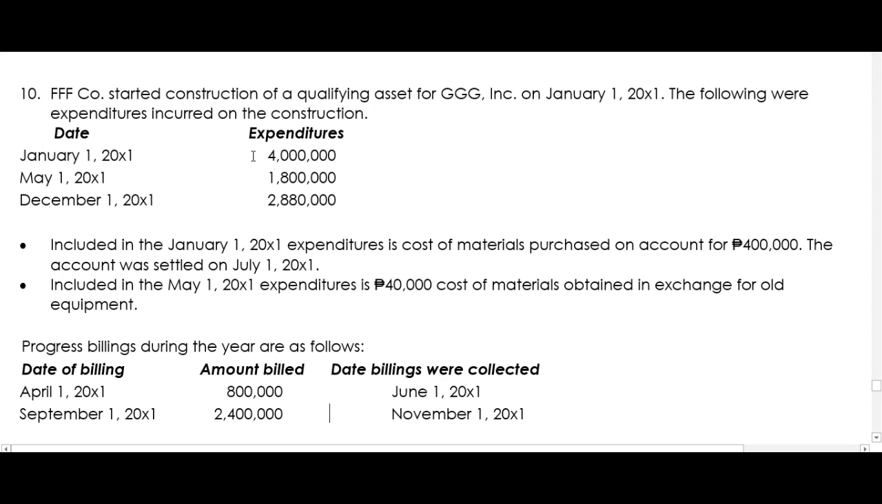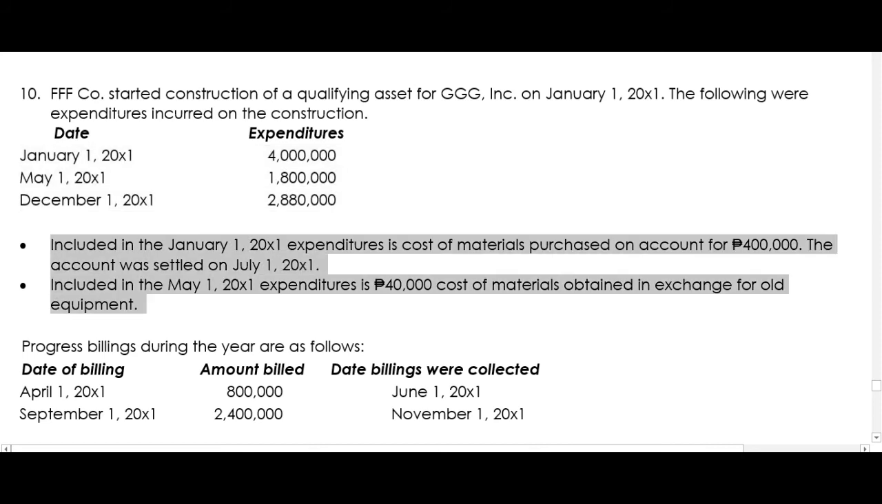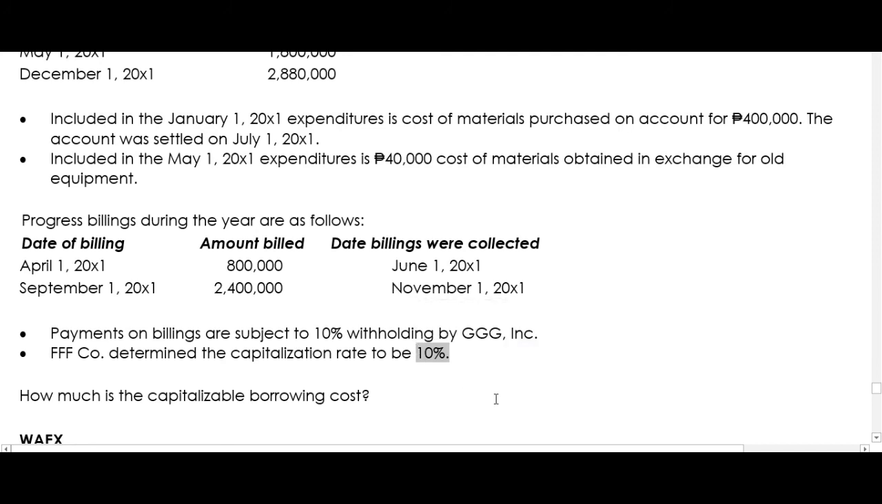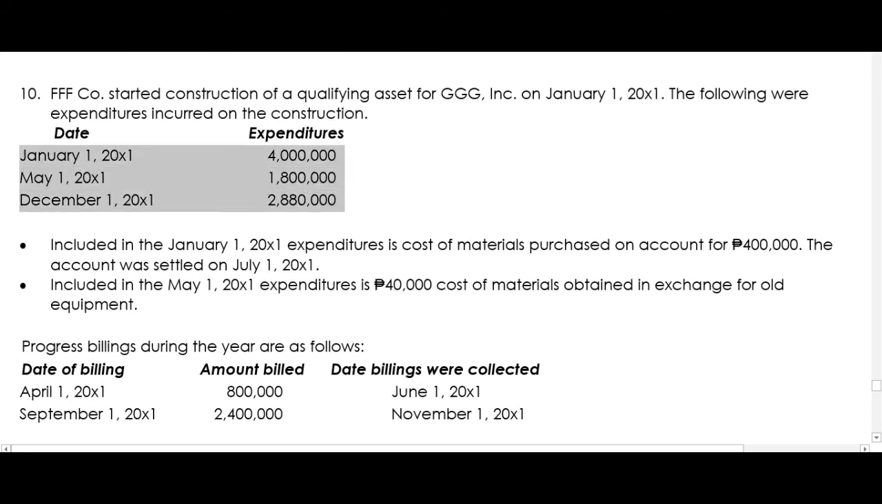So, yung ating gastos ay ito. Ito yung mga gastos natin. I-weigh natin yan considering na meron pa itong mga ibabawas natin. Okay? So, anong tanong? How much is the capitalizable borrowing cost? So, may mga given naman na yung capitalization rate. So, wala tayong problema. Ang i-compute lang natin dito is yung weighted average expenditure. Okay. So, first step, kunin natin yung weighted average nito. So, ito ay 4 million times 12 over 12, 1,800,000 times, ilan to? Ay wait, hindi. May additional information pa.